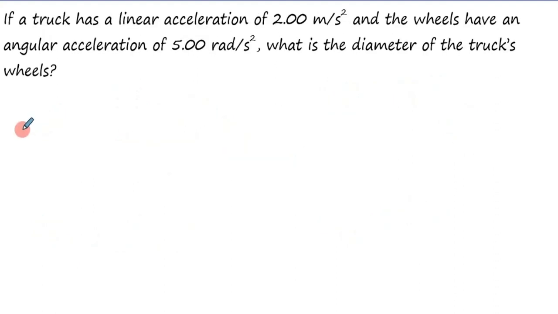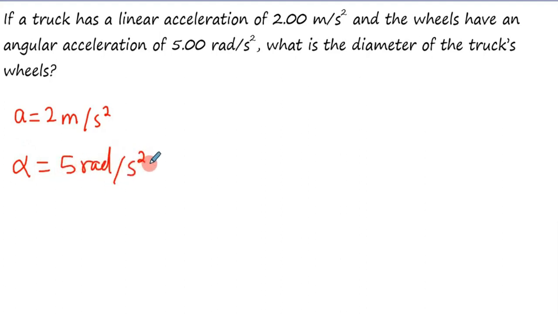If a truck has a linear acceleration of 2 meters per second squared, and the wheels have an angular acceleration of 5 rad per second squared, what is the diameter of the truck's wheel? So the diameter is the unknown, and we know that diameter equals 2r. So we need to find r in order to find the diameter.